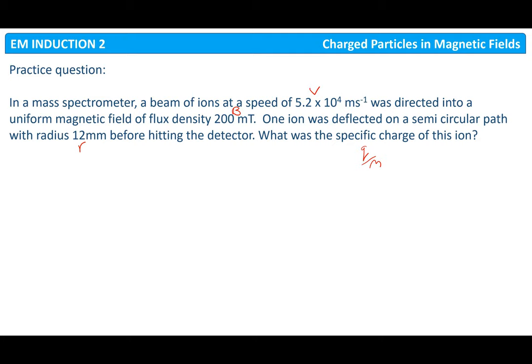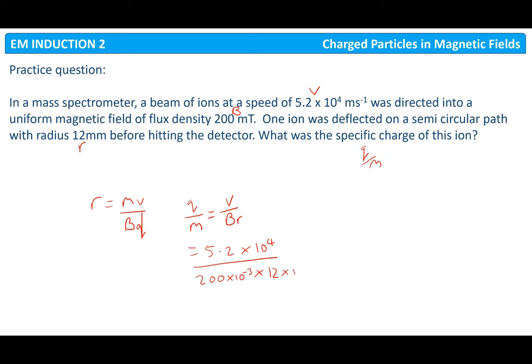Well, I just have to use my equation. r is equal to mv over Bq. v is constant, B is constant. I want q over m, so I rearrange this. q over m is equal to v over Br. Plug my numbers into this. That is equal to 5.2 times 10 to the 4 over my 200 milli, so 10 to the minus 3 teslas, multiplied by my 12 milli, so 10 to the minus 3 meters. That comes out with an answer of 2.2 times 10 to the 7 coulombs per kilogram.